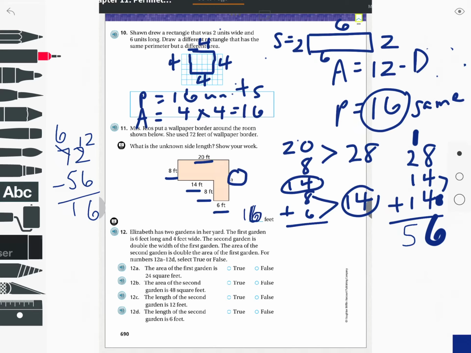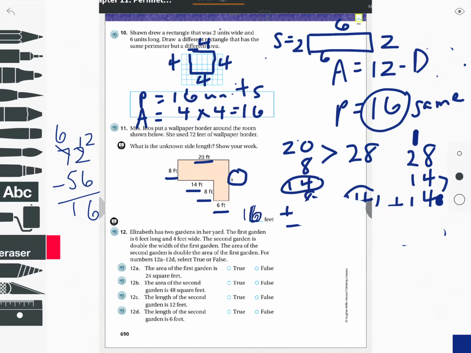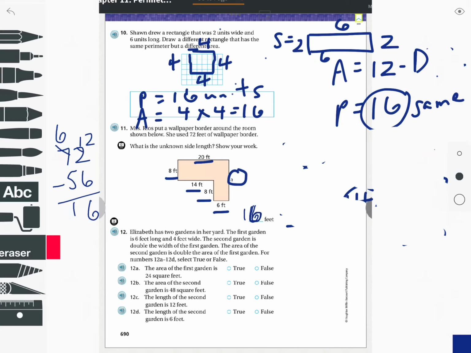I'm going to erase all my extra work over here because I don't want to get confused with this last problem. Elizabeth has 2 gardens in her yard. The first garden is 6 by 4 feet. The second one is double the width of the first garden. The area of the second garden is double the area of the first. Okay, I have to write true or false.